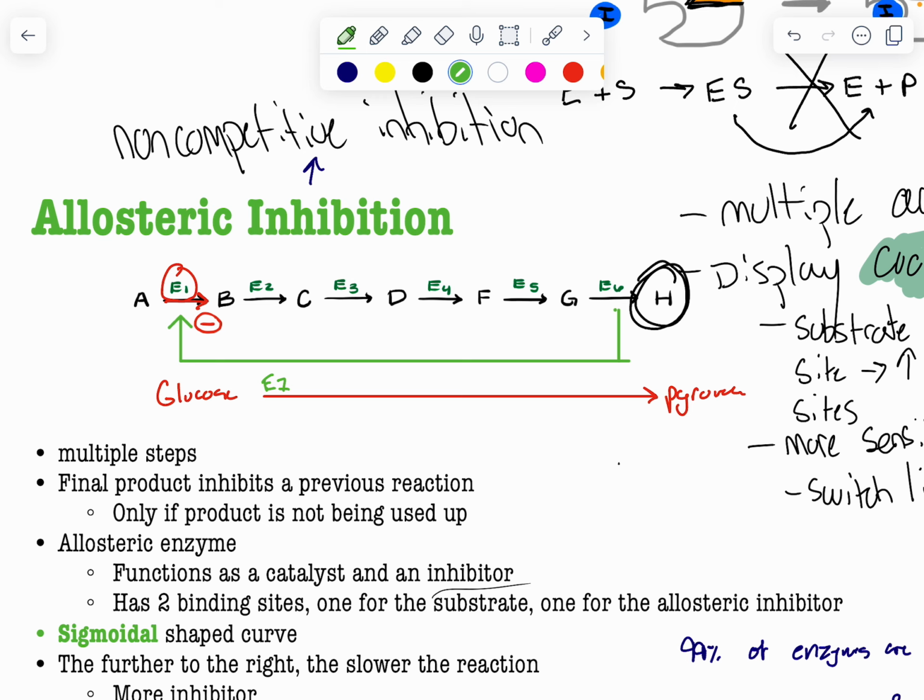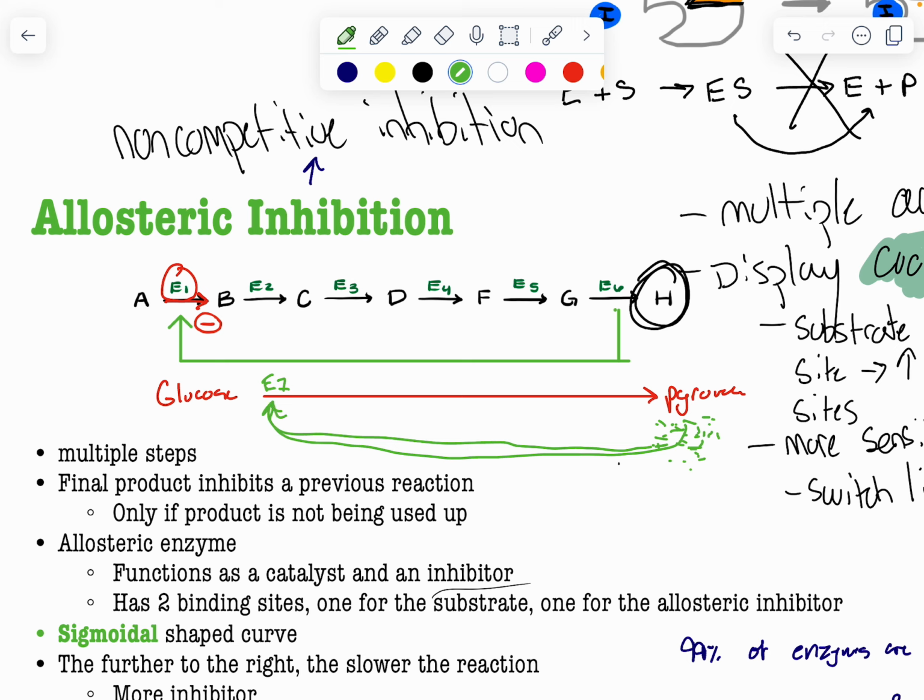So allosteric inhibition is our product coming back to inhibit this initial enzyme to shut it off so no more product is made. If we are taking a ton of glucose out of our blood and creating a ton of pyruvate, and we get a huge buildup of pyruvate down here that we are not using, our body will sense that, and pyruvate will be an inhibitor of this beginning enzyme.